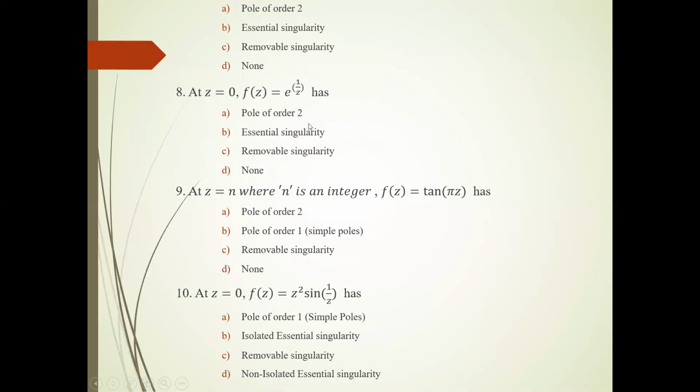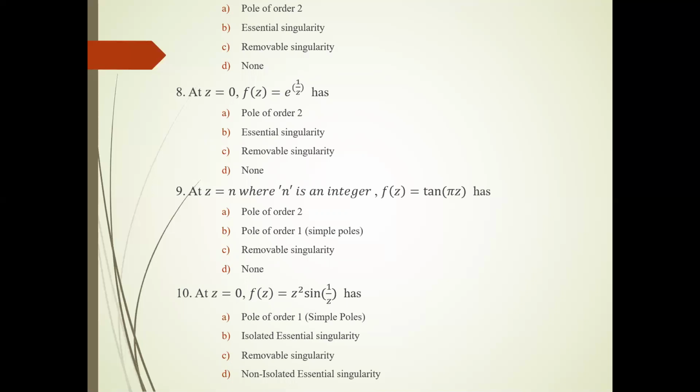See question number 8. The function given here is f(z) = e raised to 1 by z. We have to check at the point z = 0. First find the limit as z tends to 0 of f(z). What do we get? The limit as z tends to 0 of e raised to 1 by z, which is e raised to 1 upon 0. The limit does not exist; directly we can see. So we can say the function f(z) = e raised to 1 by z has an essential singularity at z = 0.